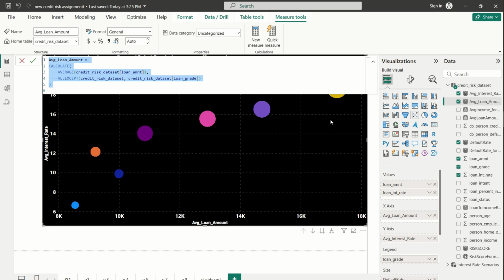Next, we will see the average interest rate. This is the formula for average interest rate. This measure calculates the average interest rate for each loan grade while ignoring all other filters using ALLEXCEPT. So the grouping is only based on loan grade.